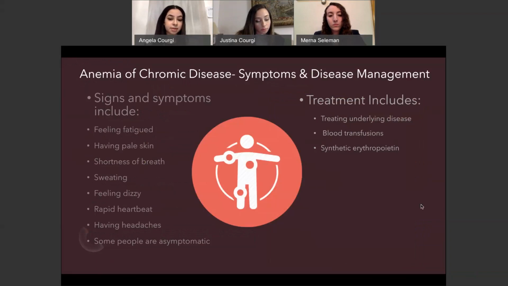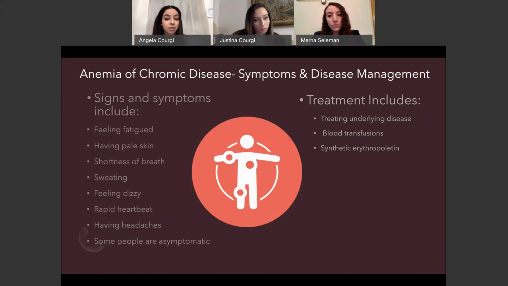So on to symptoms and disease treatments. Some signs and symptoms include feeling fatigued, shortness of breath, feeling dizzy, rapid heartbeat. For disease management, in the case of anemia of chronic disease, it is treated in a very specifically oriented way. The underlying disease that is creating the anemia is the first thing that needs to be treated. In many ways, treating this disease portion itself will reduce a multitude of symptoms and resolve the anemia almost altogether.